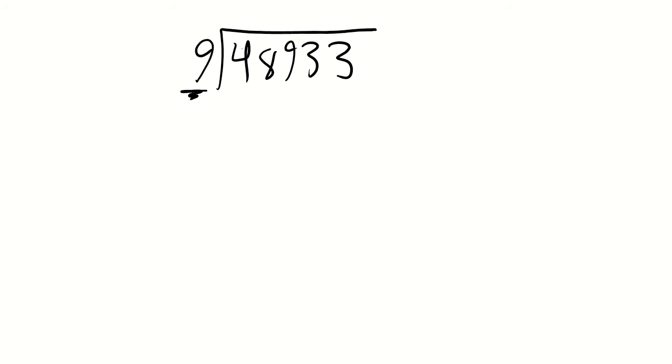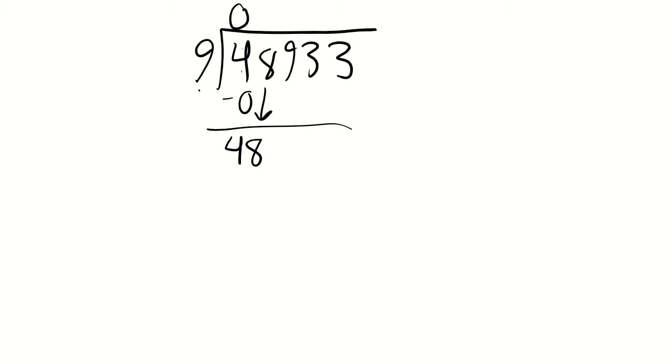So 9, 4, 8, 9, 3, 3. Now, remember, this is a single digit. We might have more in the future on this side, but for now, we only have 1. So, 4, 0. We can't because 9 times 1 is 9. So, the only way we could go is 0. Minus 0. Bring down the 4.